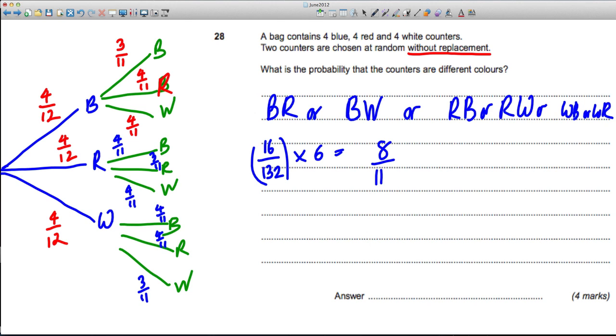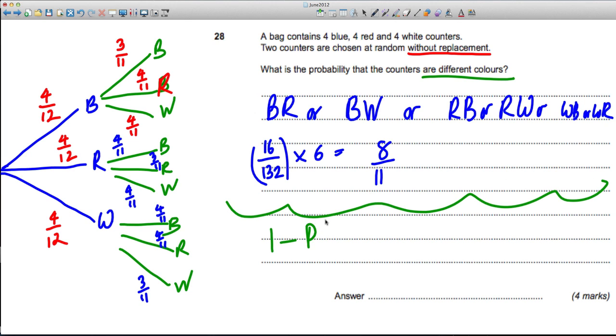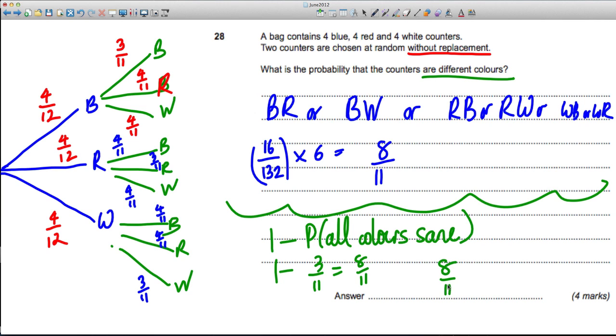Okay? Or another way of doing it, just do it in a different coloured pen. The probability that all colours are different is 1 minus the probability that all colours are the same. And the probability that they're the same is 4 twelfths times 3 elevenths, 4 twelfths times 3 elevenths, 4 twelfths times 3 elevenths. So that times 3 would be 3 elevenths, so it would be 1 minus 3 elevenths, which again would be 8 elevenths. And that's another way of getting this there.